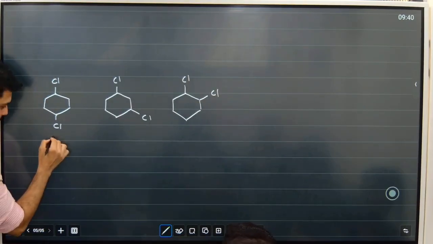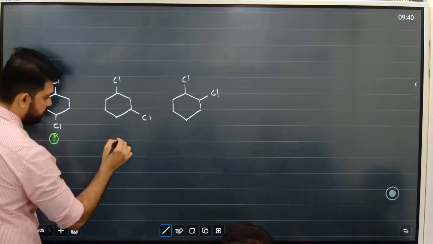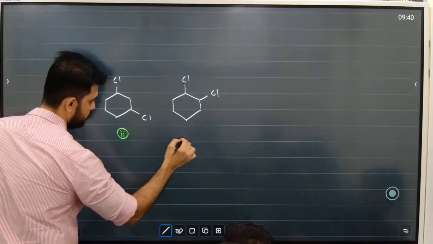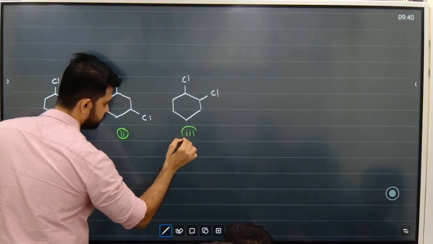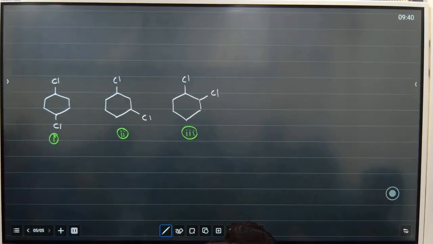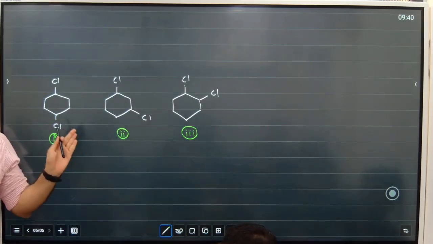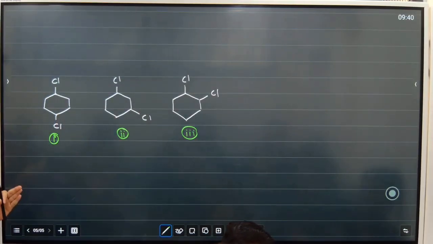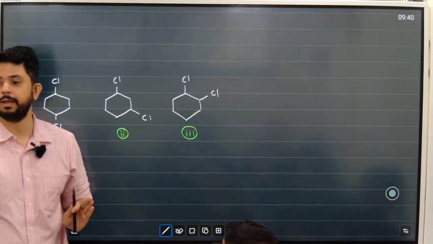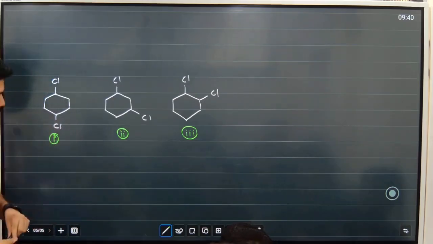Let's say I give this as molecule 1, 2, and 3. Which among the three will have the highest dipole, or I want to arrange them in decreasing order of their dipole strength or decreasing order of the net dipole. Let's start with the first one.